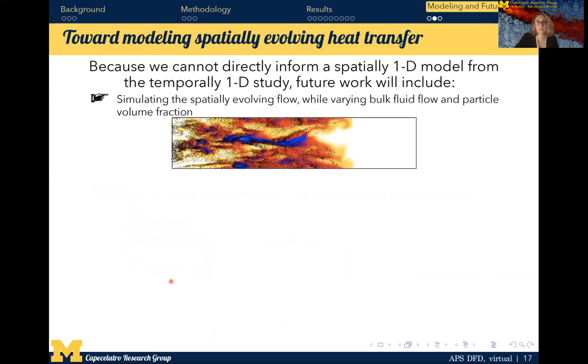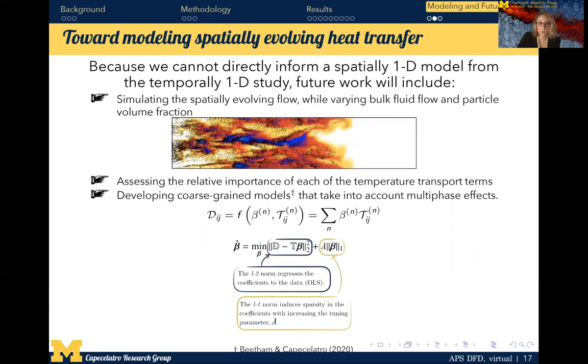So because we can't directly inform a spatially 1D model from the temporal 1D study, our future work includes simulating the spatially evolving flow using the 2-step approach that I explained earlier, while varying bulk fluid flow and the particle volume fraction, assessing the relative importance of each of the temperature transport terms, and then developing coarse-grained models that take into account multi-phase effects.